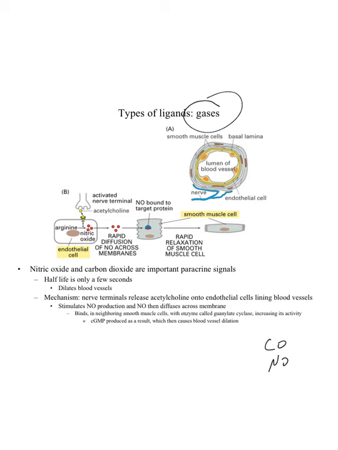So let's take a look at one example of a gas working as a ligand, and this is the dilation of blood vessels. So anytime we want to increase blood flow to an area of the body or to a particular tissue or organ, we dilate the blood vessels that feed that tissue or that organ. And the way this happens is by the relaxation of the smooth muscle cells that surround the cells that make up the blood vessel wall. So here's a look at it.